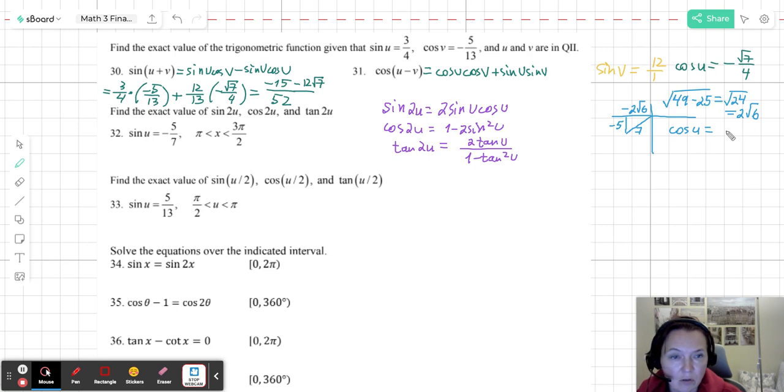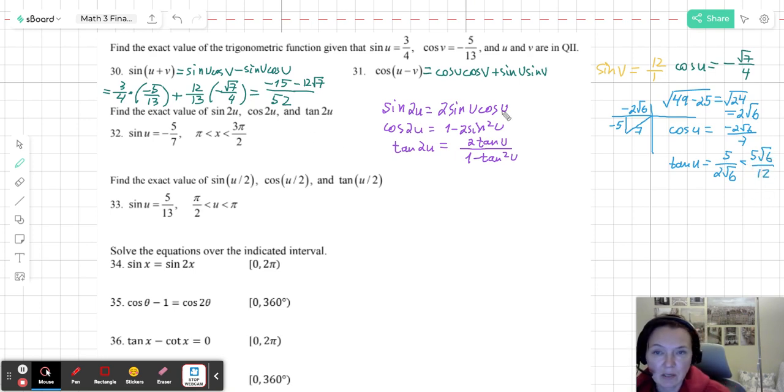So then cosine u is going to be -2 root 6/7, and then tangent u is going to be sine over cosine, so -5 over -2 root 6, which is 5 over 2 root 6, or we can say 5 root 6 over 2 times 6, which is 12. They're positive. And then you just plug it into those formulas, so here's what you're going to get.